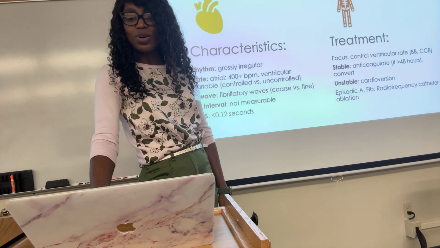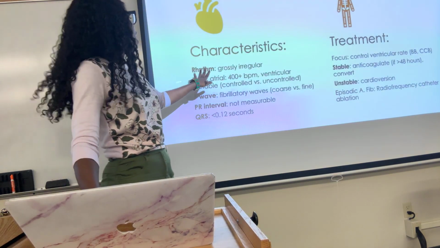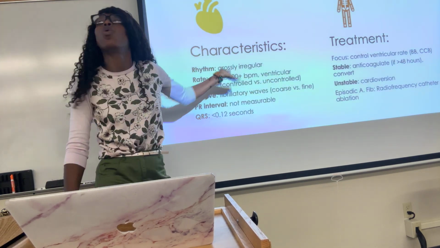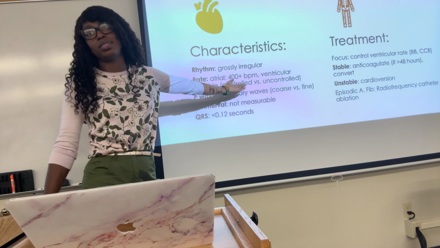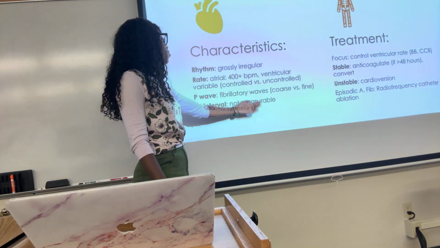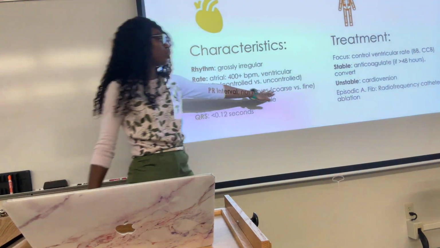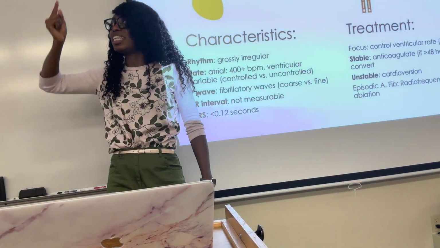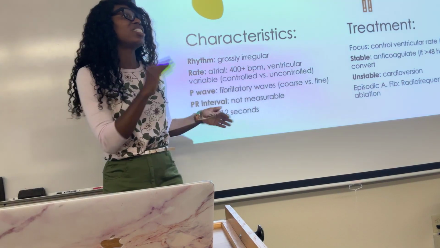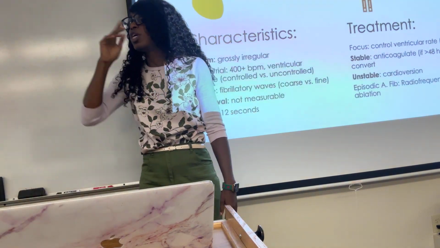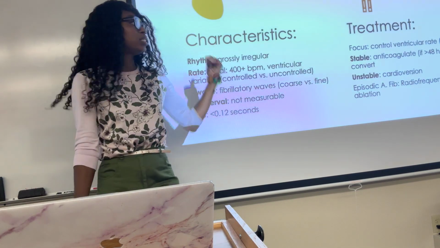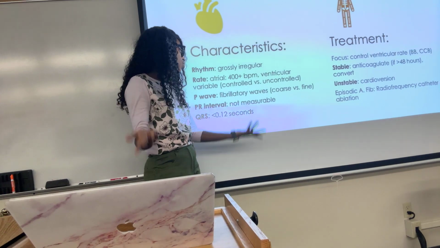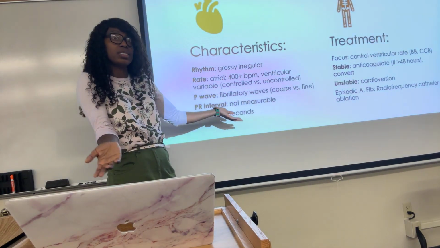Okay, so we have grossly irregular, the rate 400. Look how fast that is. There's no way that we're getting good perfusion with this, right? So this is bad. Fibrillation waves, coarse and fine. So the difference between coarse and fine, coarse is when it first happened. We can relatively see the waves a little bit more. Fine is it's been a while, the heart is weak, and we can hardly see the wave, right? And we're going to see a little bit more when we get to VTAC what that means. PR intervals, not measurable. We can't measure them. QRS, not affected. It's normal.